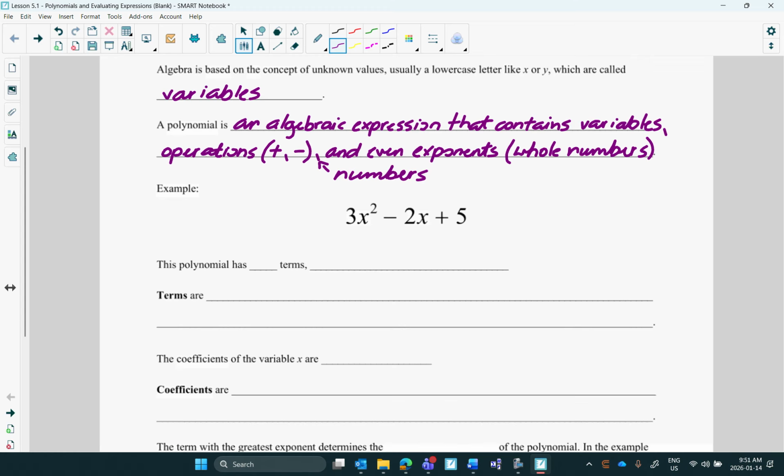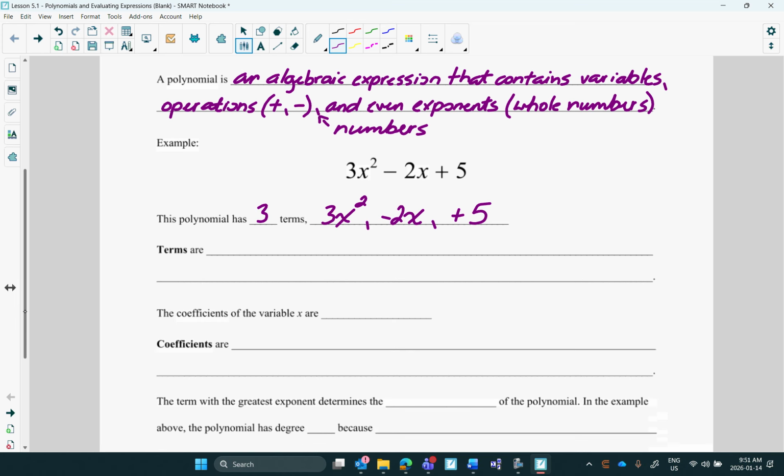So a polynomial has a certain number of terms. In this one, there are 3. And they are 3x squared, minus 2x, plus 5. We separate it like that. And how do we count the number of terms? They're separated by plus and minus signs. So I've got 2 plus and minus signs, which means I'm going to have 3 terms. If I have 4 plus and minus signs in there, I'm going to have 5 terms. It's always one more.